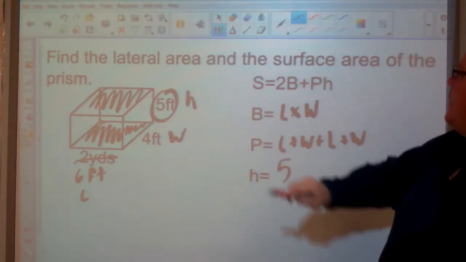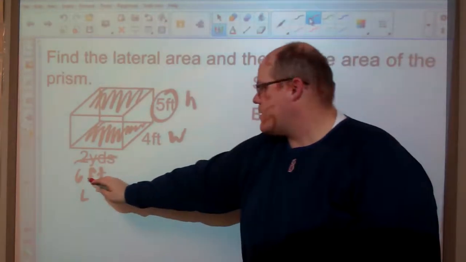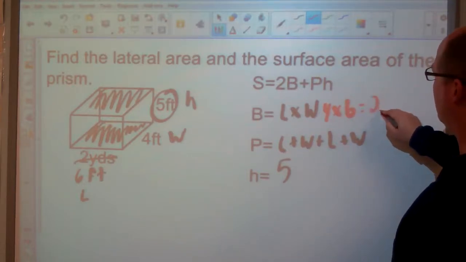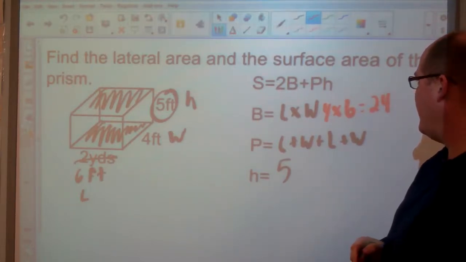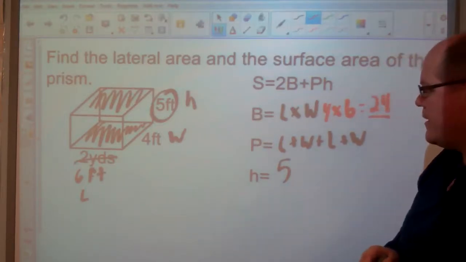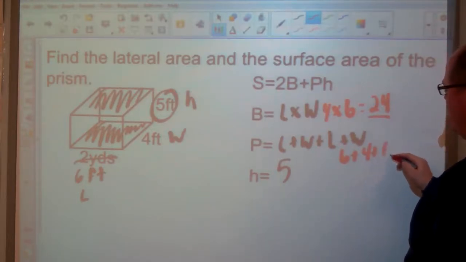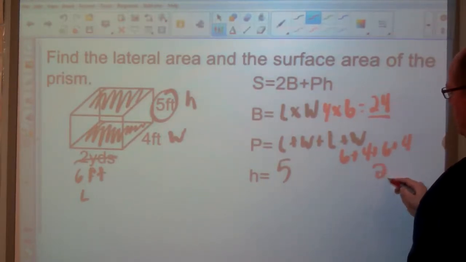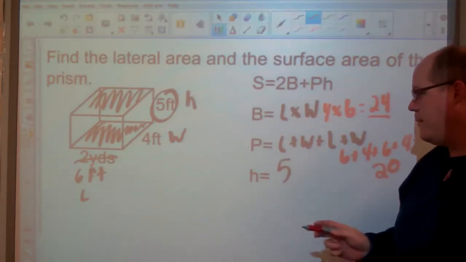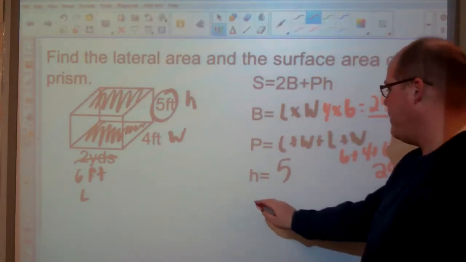Okay, now I'm going to go ahead and solve for them. So L times W, 4 times 6. So the area of my base is 24. My perimeter, 6 plus 4 plus 6 plus 4. So my perimeter of my base is 20. My height is 5. So now let's take those values, plug them back into the formula.